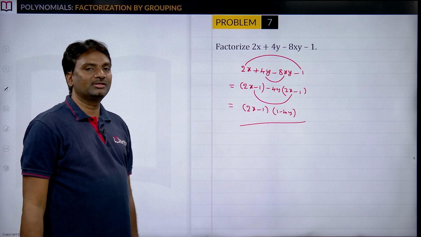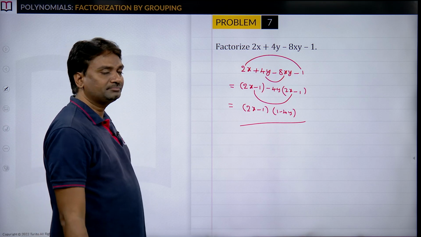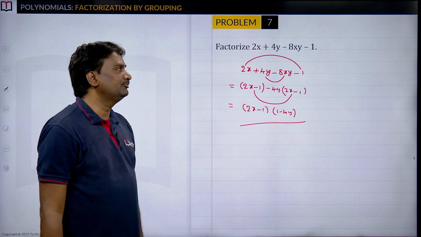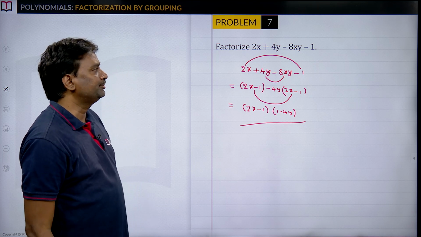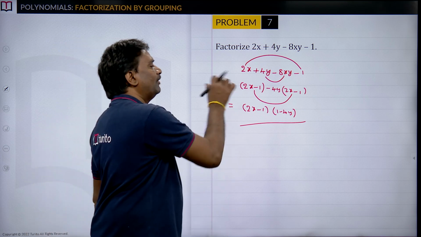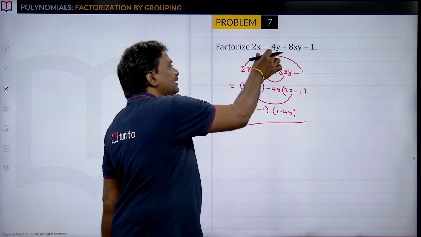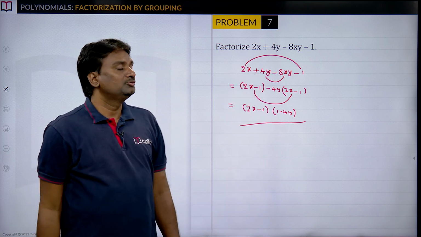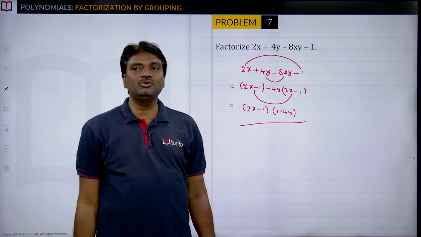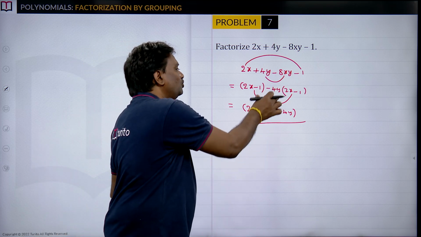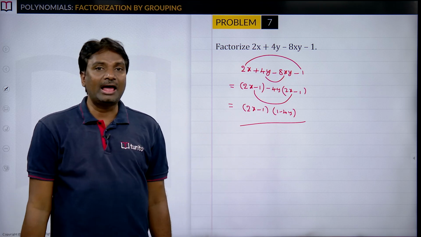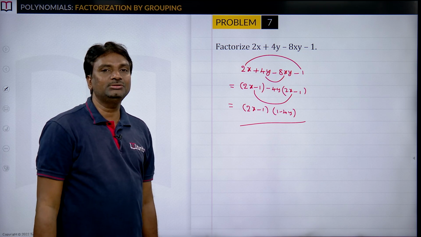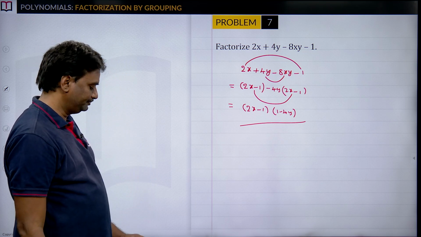2x minus 1 into 1 minus 4y, that is the product of the factors of the given polynomial 2x plus 4y minus 8xy minus 1. Here I have written the first term, last term, 2x minus 1 at one place, that is one group. By taking the middle two terms 4y minus 8xy, take minus 4y as common. So, 2x minus 1 minus 4y into 2x minus 1. From these two terms, by taking 2x minus 1 as common, we got 2x minus 1 into 1 minus 4y. Okay. Next problem.